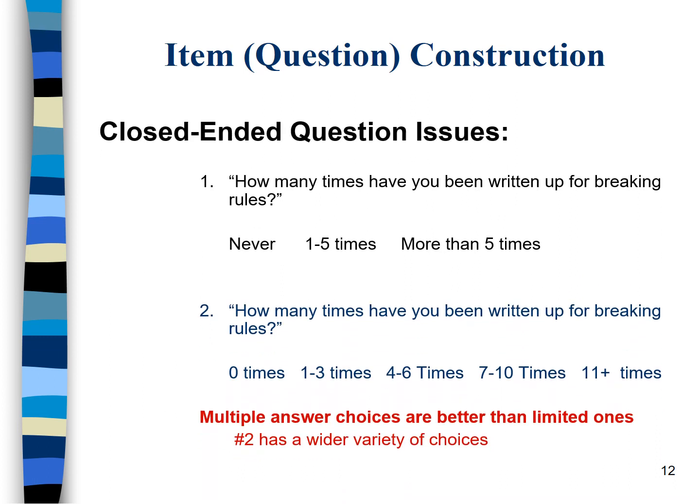All right, so these next few slides are going to talk about when we design closed-ended questions, we always have to keep in mind some of the major issues. So on this slide, we're going to talk about one of the issues. With this one, what we try to get at is you want to have a fair variety of answer choices when you're doing closed-ended questions. So both question number 1 and question number 2 on this slide ask the exact same thing. How many times have you been written up for breaking rules? The limitation and probably the negative part of number 1 is there's only 3 answer choices.